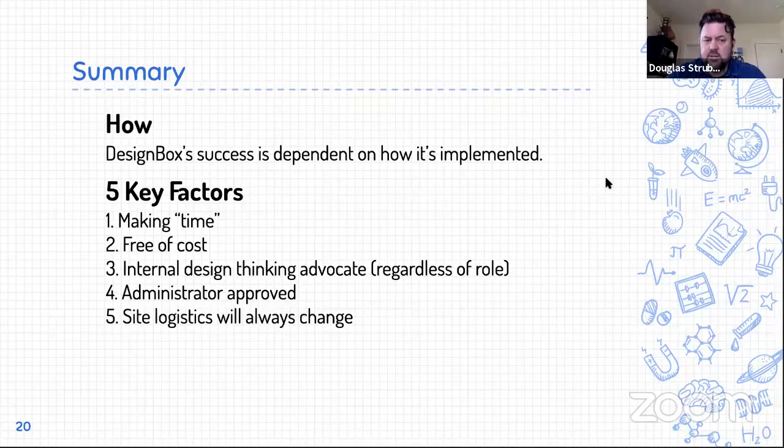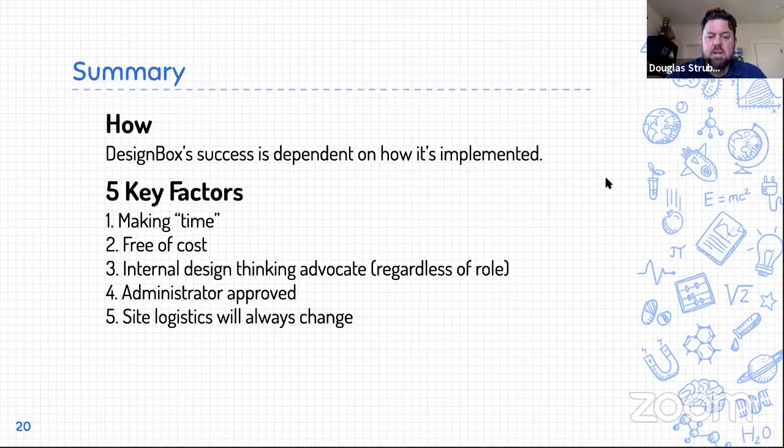So firstly is making time. Time was the crucial element, making time for it in the classrooms or in the teachers' busy schedules to be able to learn how to do design thinking so that they could learn these quick techniques they could bring to the classroom. Secondly, free of cost, that there wasn't any cost incurred necessarily by the school because they have limited budgets, and that was something they don't have the flexibility to really work within.